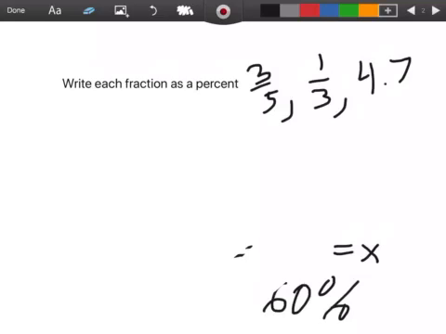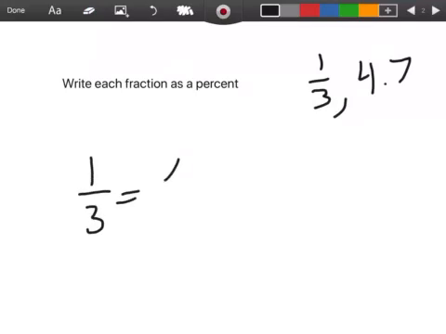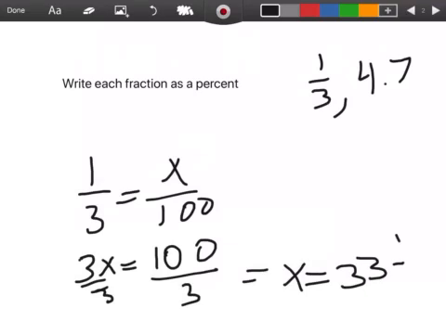To erase that. 1/3. So 1 over 3 equals x over 100. So now we would just know that 3x equals 100. So divide by 3 on both sides. Then you would get x equal to 33 and 1/3. So that's the amount of percent.